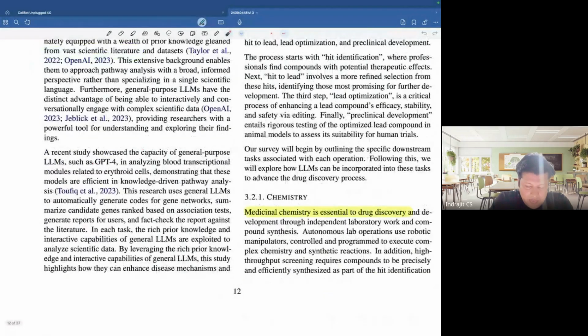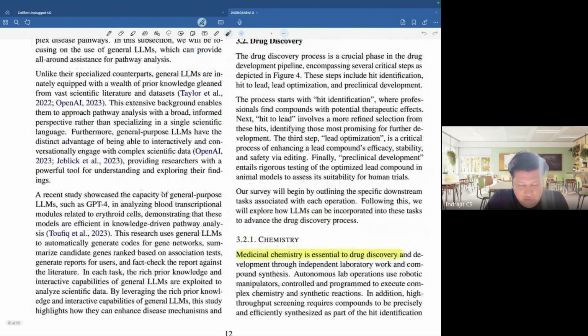In the pathway analysis, GPT-4, because here you can use some of the generalized LLMs, like the capacity of general purpose LLMs such as GPT-4 in analyzing blood transcription null modules related to, let's say, erythroid cells, demonstrating that these models are efficient in knowledge-driven pathway analysis. So I think we already have seen some of the graph-based modules and graph techniques that are being used already to find a relationship between multiple proteins and protein pathways. Maybe the specialized LLMs are not good for that. You can use a generalized LLM to identify the pathways.